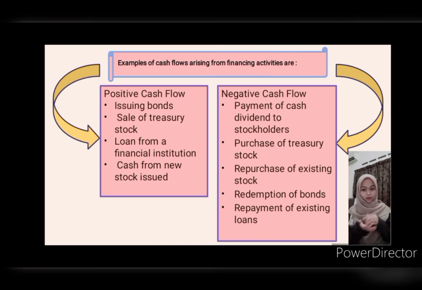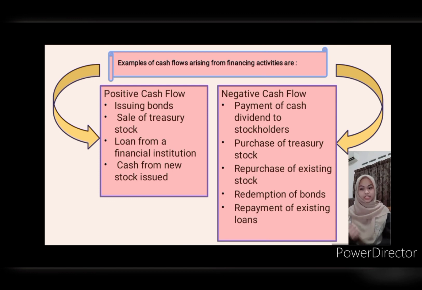A positive cash flow from financing activity may show the business intention of expansion and growth, with more money flowing in than flowing out. A positive amount indicates an increase in business assets. For example, issue bonds, sale of treasury stock, loan from a financial institution, and last, cash from new stock issued.